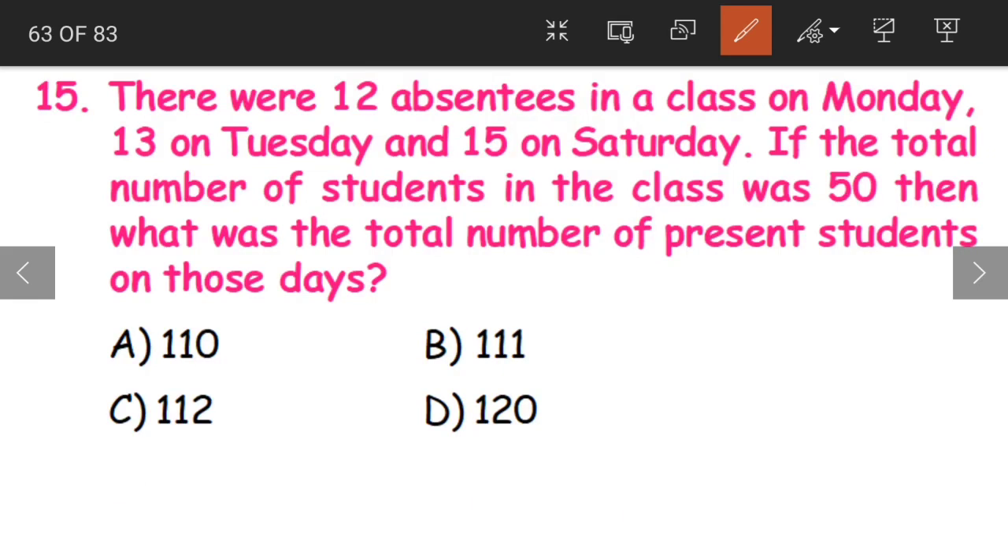There were 12 absentees in a class on Monday, 13 on Tuesday and 15 on Saturday.